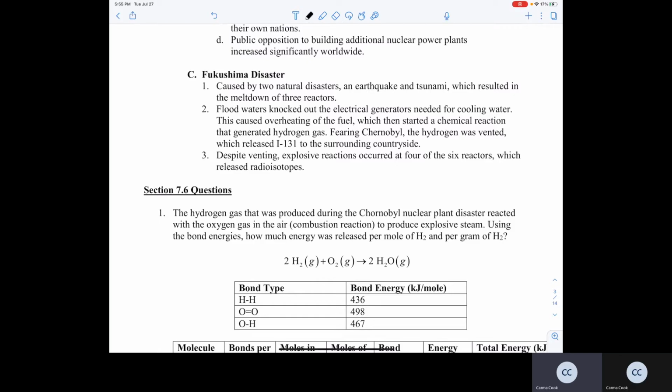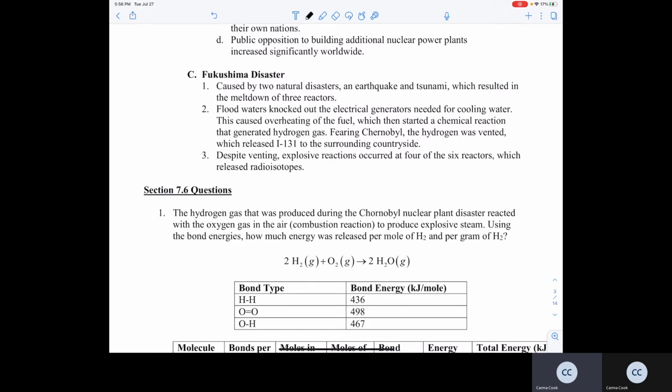Fukushima, where a natural disaster caused the meltdown of three of their reactors. And those flood waters were the culprit because they knocked out the electrical generators needed for cooling water. And so without the cooling water, the nuclear reactor overheated, and therefore the nuclear fuel overheated, and that started a fast, uncontrollable chemical chain reaction that generated hydrogen gas at fast rates, much faster than normal if the cooling water would have been available to control the rate of the nuclear reactions. And so hydrogen gas was being generated too fast. And as I stated earlier, hydrogen gas is very explosive.